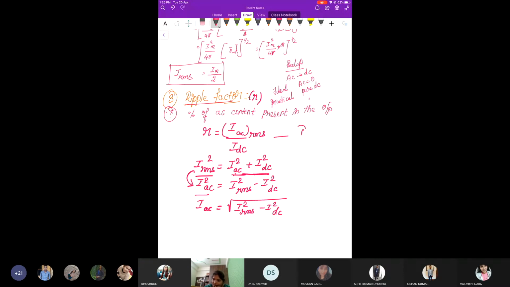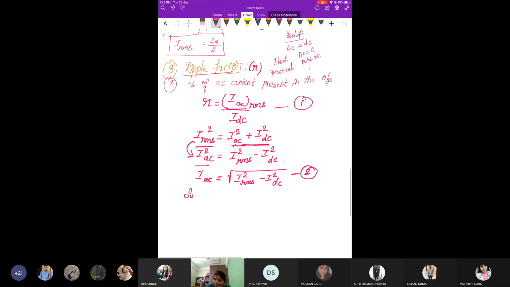So here you consider the ripple factor equation as 1. Consider this as 2. So now you substitute equation number 2 in 1. Equation 2 in 1 means you will get r is equal to root of I²_RMS minus I²_DC, divided by the denominator term, just put that, I_DC. Okay.